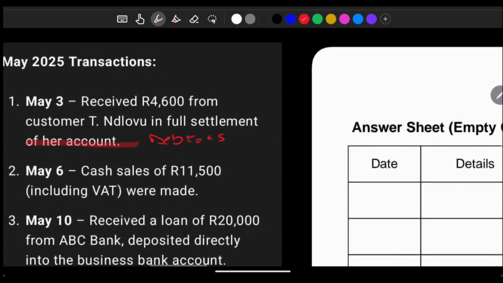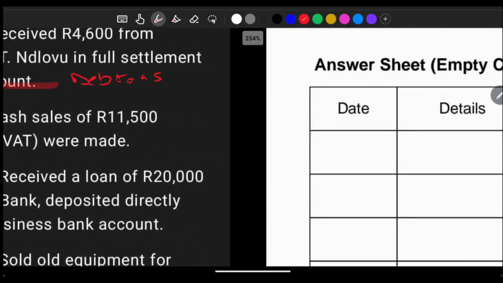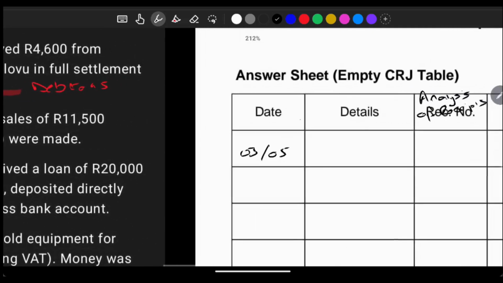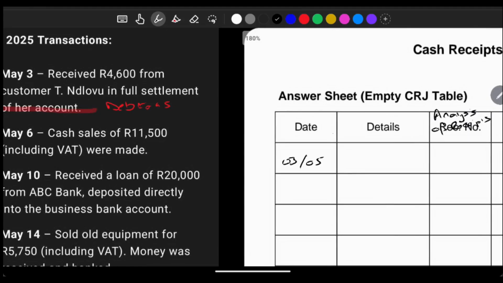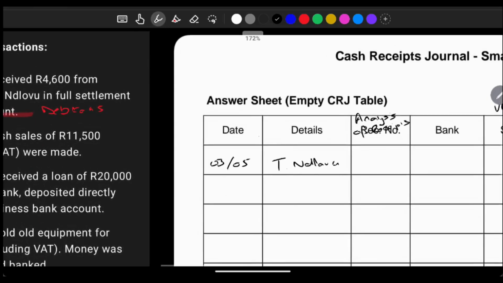Now let's put that into the cash receipt journal. Start with the date. The date is May 3: January, February, March, April, May. Yeah, still old school, I'm still using my fingers. So 3 May, 05. Details: you write the recipient's actual name, the person who's paying you. So here, T Ndlovu. And then analysis of receipts.